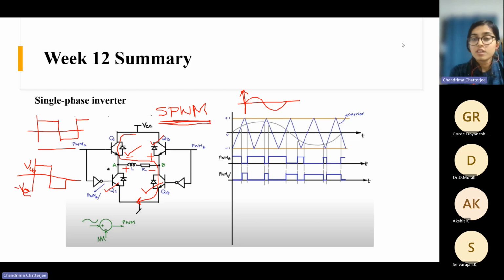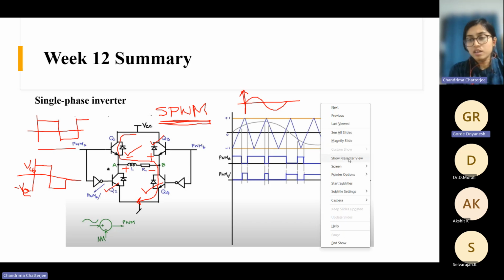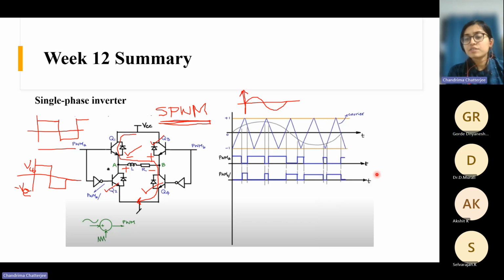What we do is, there is obviously a carrier wave that I told you, and the frequency of the carrier wave is the switching frequency. This is very high, in kilohertz, and here you have your reference sinusoidal wave. This is what you want.